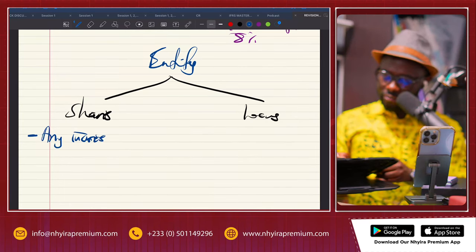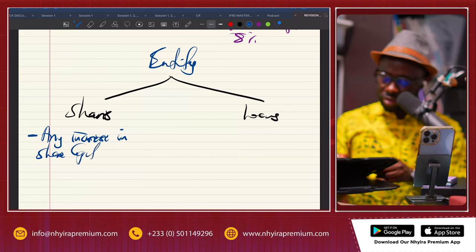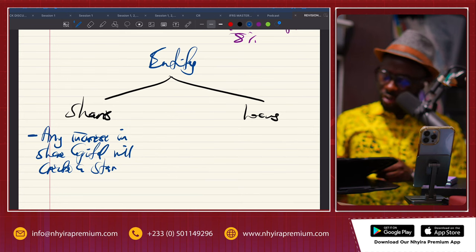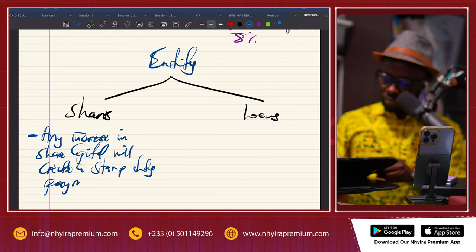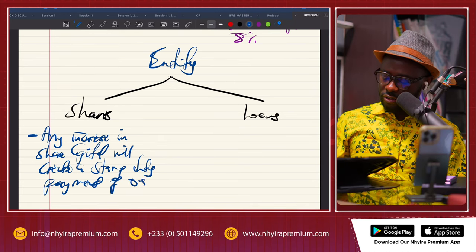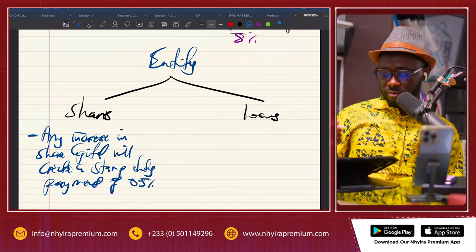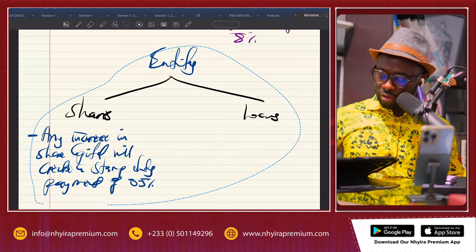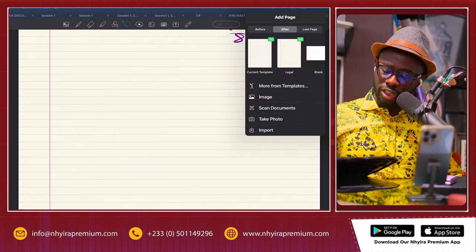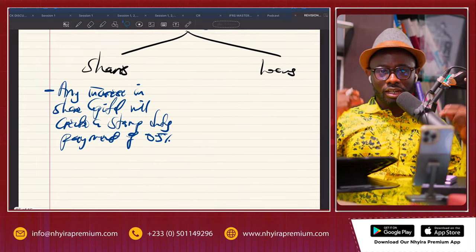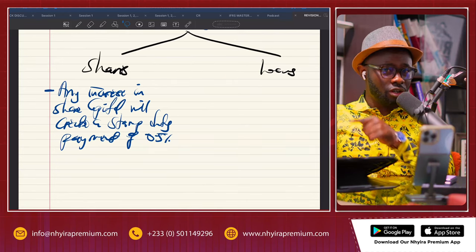So any increase in share capital will result in a stamp duty payment of 0.5%. Okay? 0.5%. They want money. They want to increase their share capital, and so they issue new shares. If they issue those new shares, then with the increase in the share capital, they will have to pay a stamp duty on it.